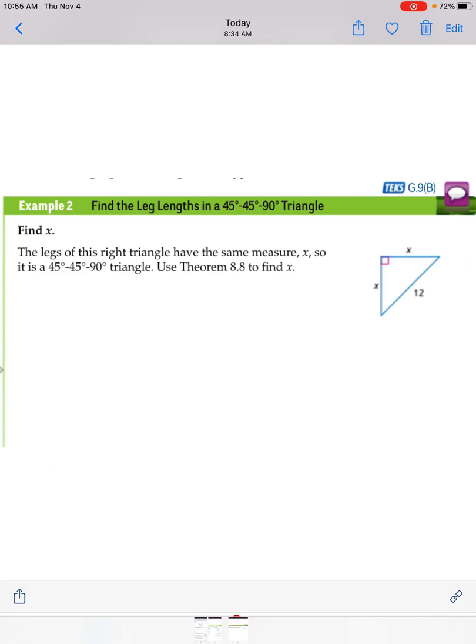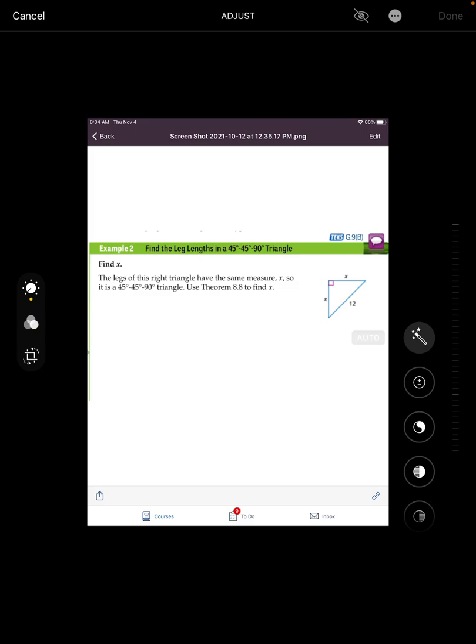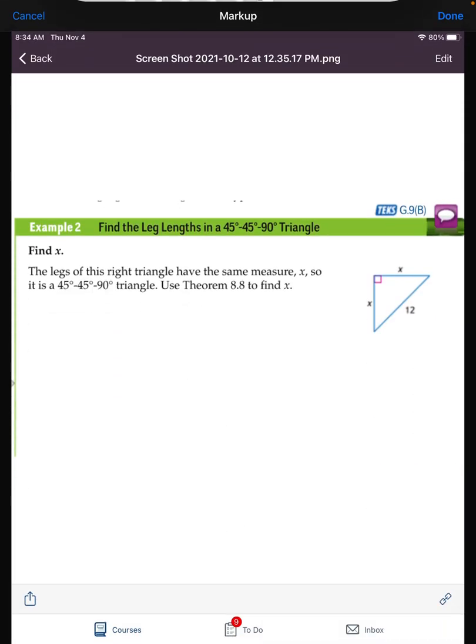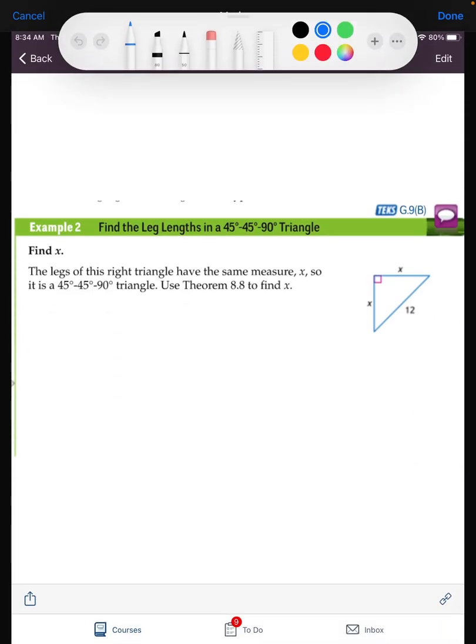Let's look at one more example here. We can also use theorem 8.8 backwards to find the lengths of the legs of a 45, 45, 90 triangle given the length of the hypotenuse. Once again, we have a 90 degree angle here. We know these two angles are complementary, so they add to 90, and they're equal because they're across from a side length that's equal, which is x. So we know these are 45.